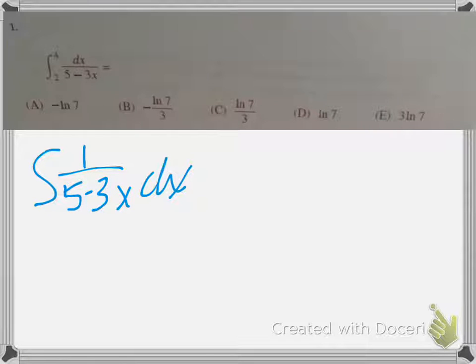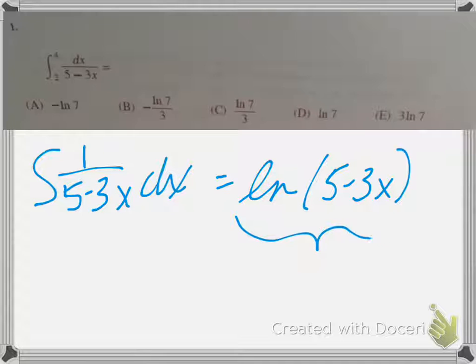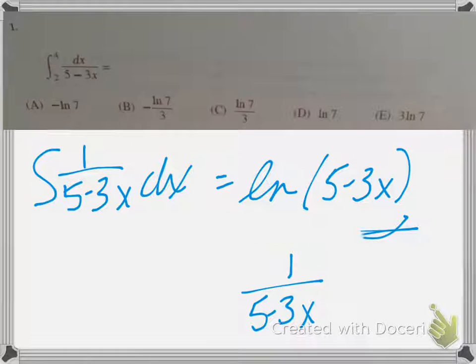Okay, since it's 1 over something, it's definitely going to be ln of something. But if you do a check on this part, the derivative of ln of that would give you 1 over this times the derivative of 5 minus 3x, which is negative 3, which means then you have a negative 3 too much, so then you're going to have to divide by a negative 3. So it would be, whoops, this.